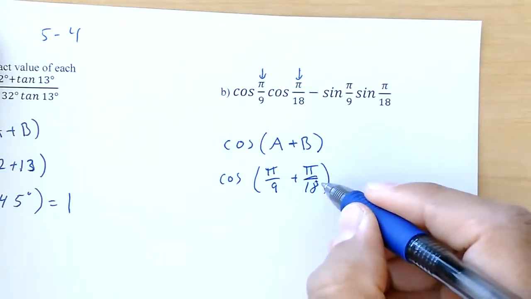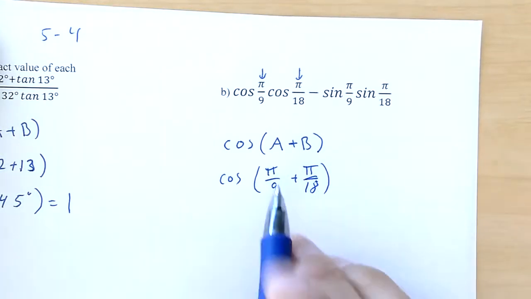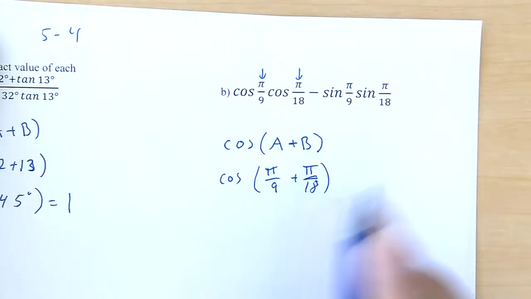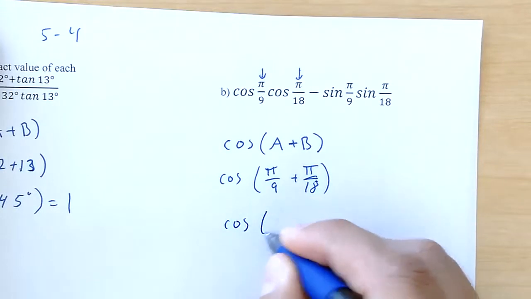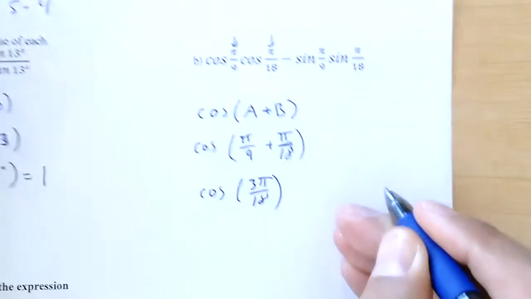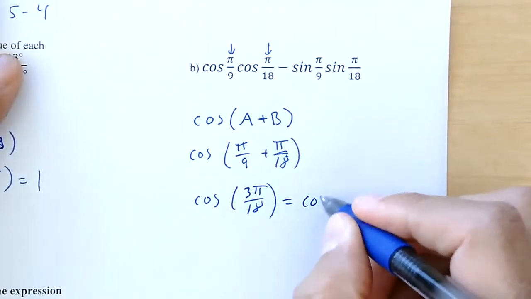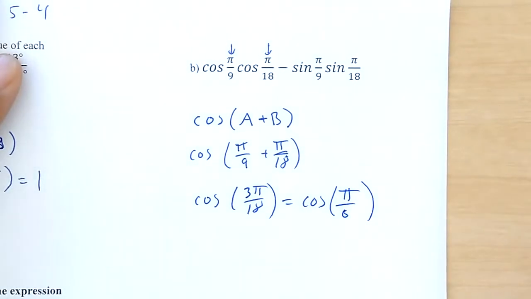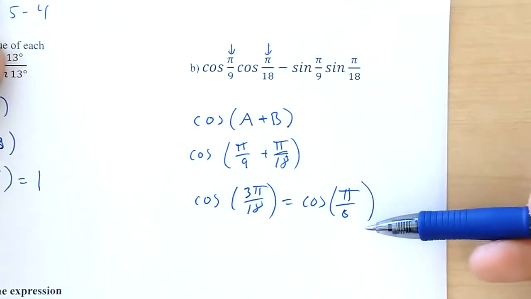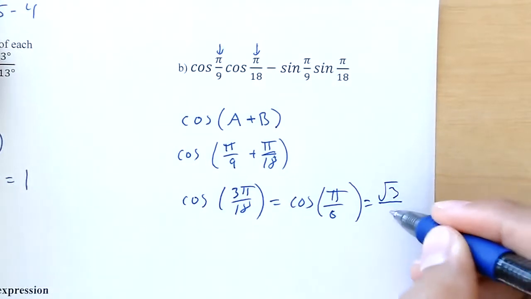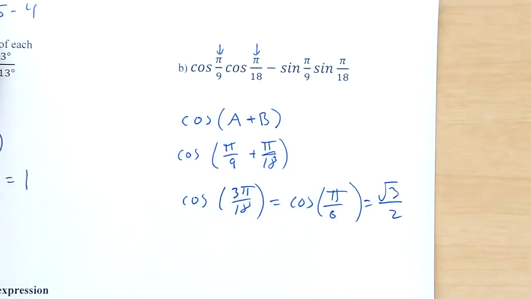I'll get the same denominator, make that an 18, so that's 2 pi over 18 plus pi over 18, which is really 3 pi over 18, which actually reduces to pi over 6. And so we can calculate the cosine of pi over 6 exactly as radical 3 over 2. Okay, I'm going to move on.